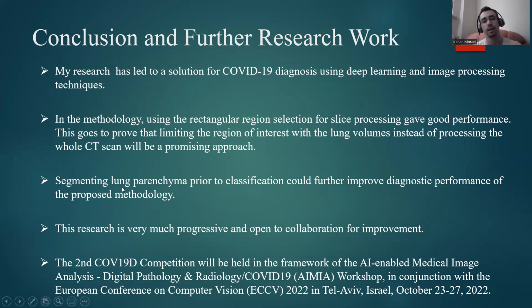With that in mind, we can say that segmentation of the lung prior to the classification should give a great improvement for the diagnosis performance in this method. This research, of course, is still in progress, and it's open to collaboration for improvement.